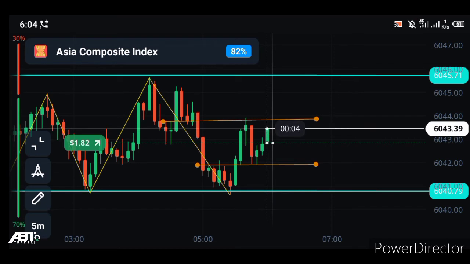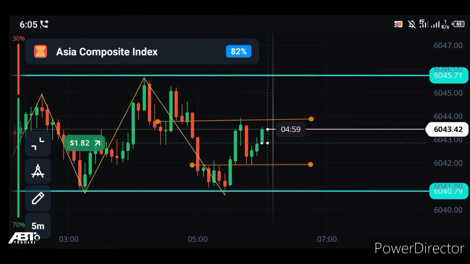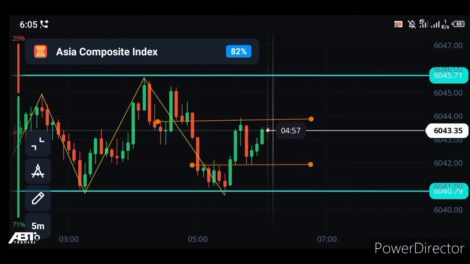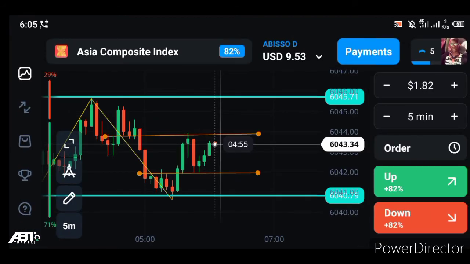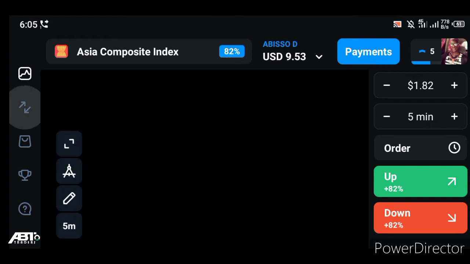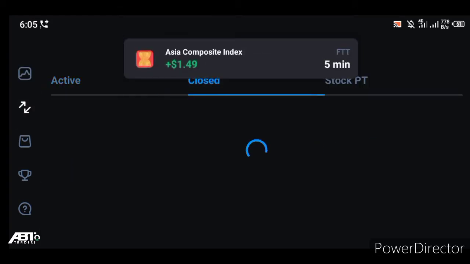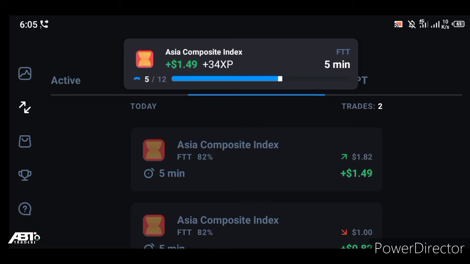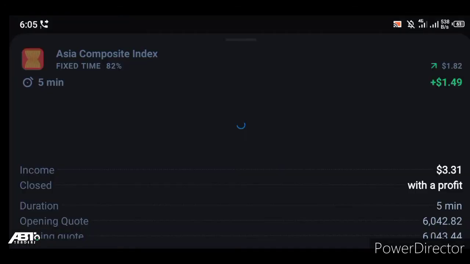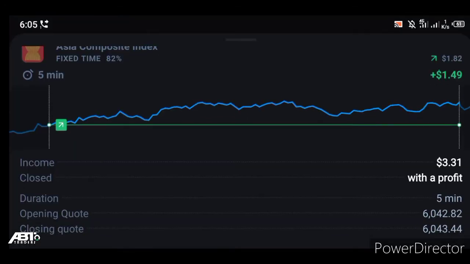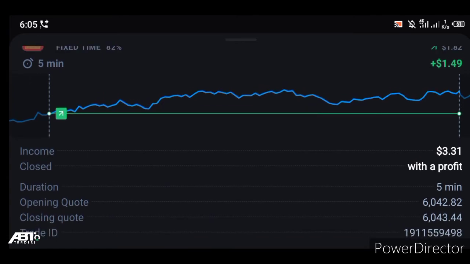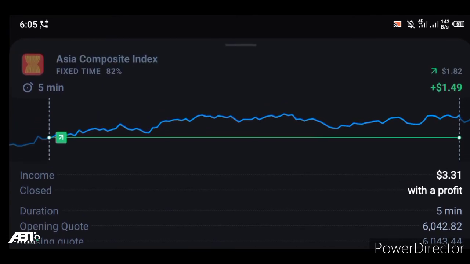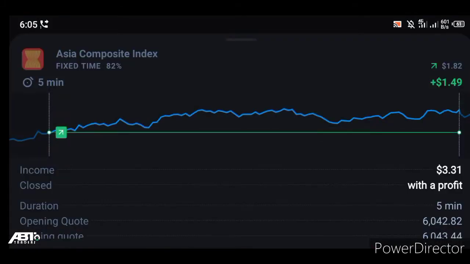Five seconds remaining, and it's a win. It's a win. You have won the second trade, on which you placed $1.82, and you get a profit of $1.49. So we are going to place the trade of $3.31, which is the total income of our trade, as you can see here.